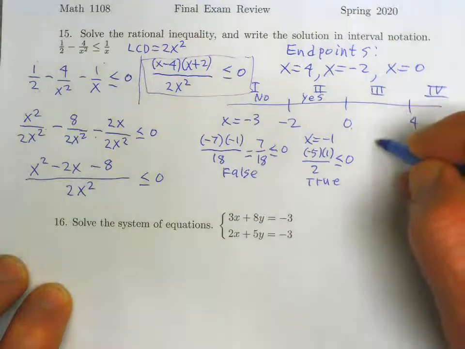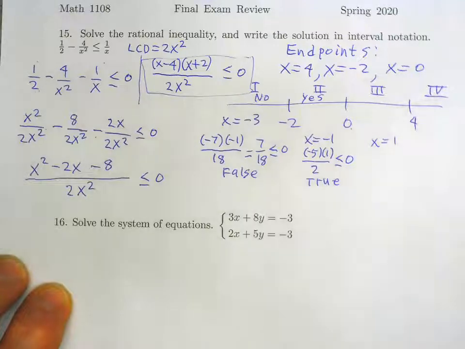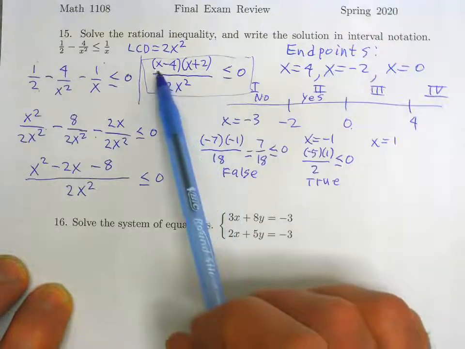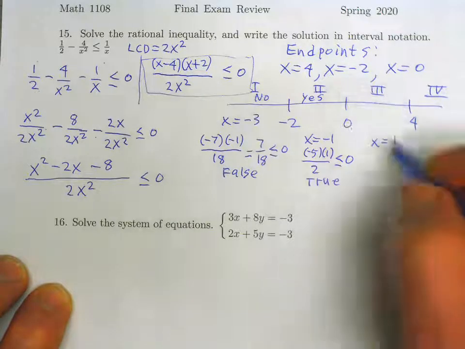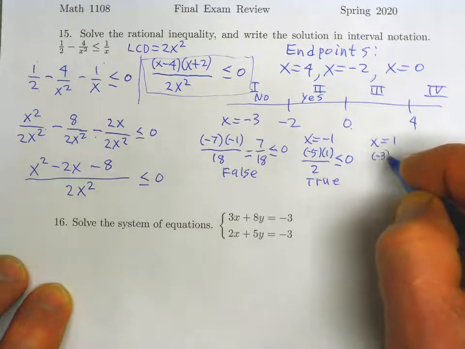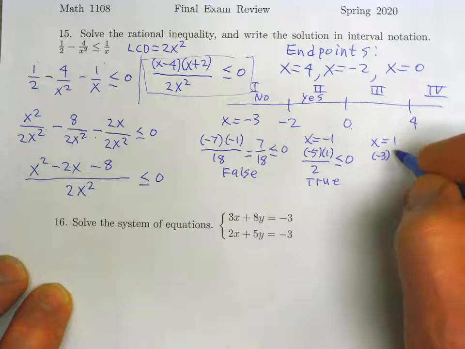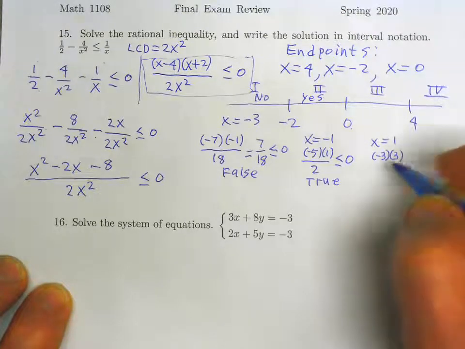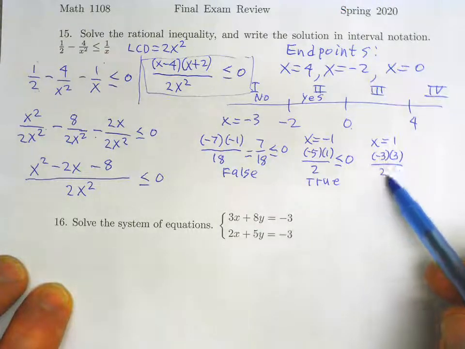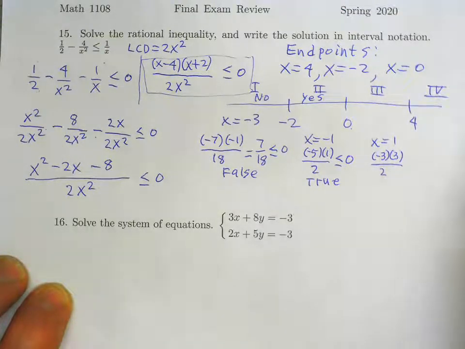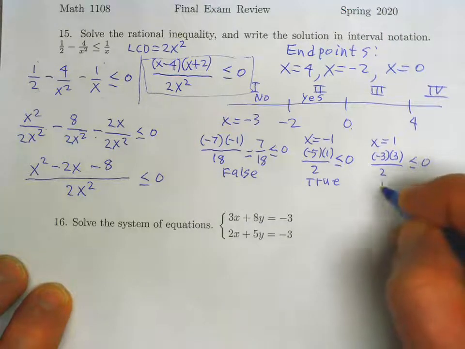In the third interval, I'll pick x to be 1, and then replace every x in the inequality with 1. 1 minus 4 is negative 3, times 1 plus 2 is times 3, divided by 2 times 1 to the second, or 2. So this number is negative. So less than or equal to 0, that's true.